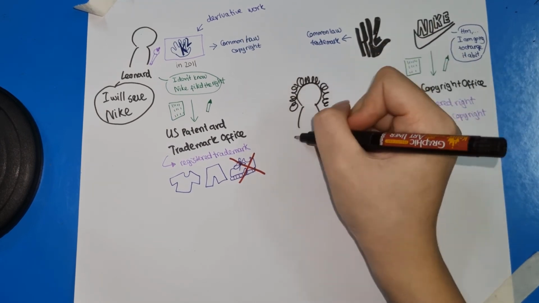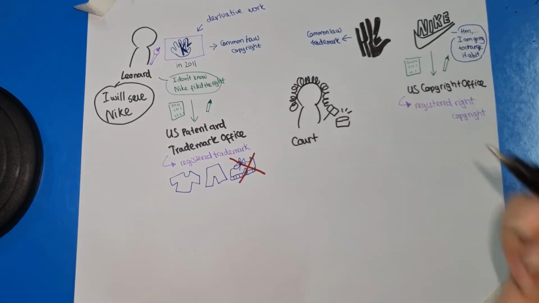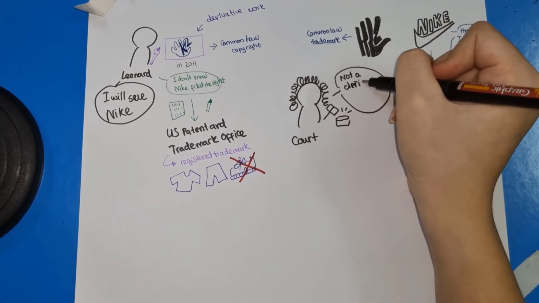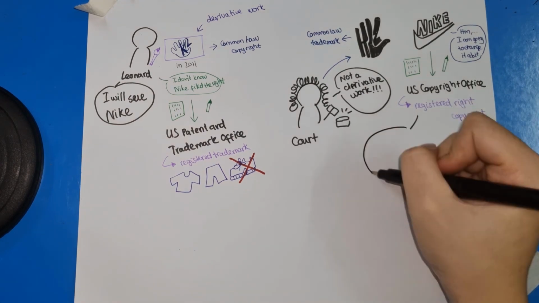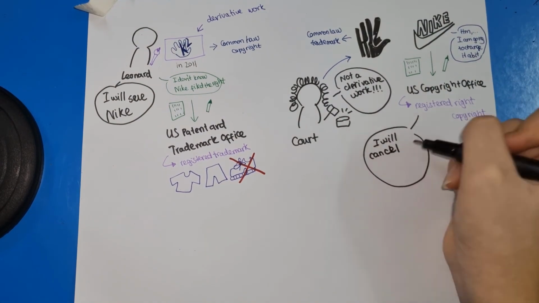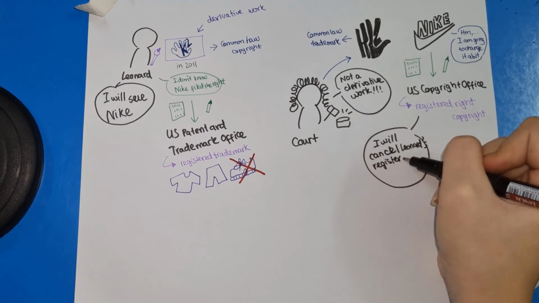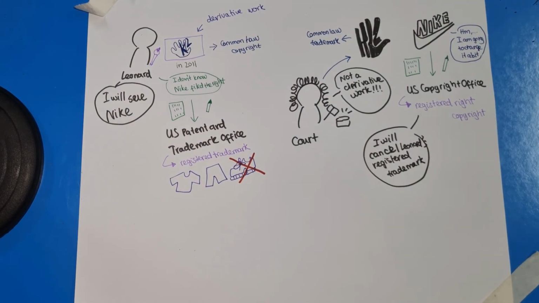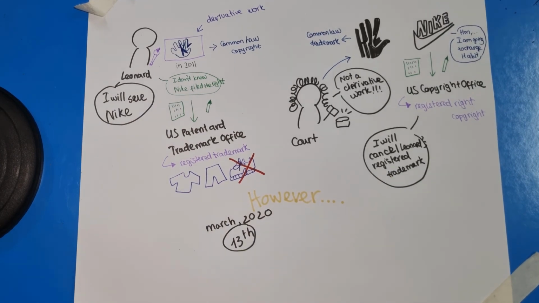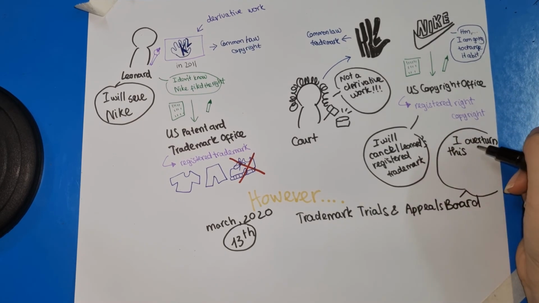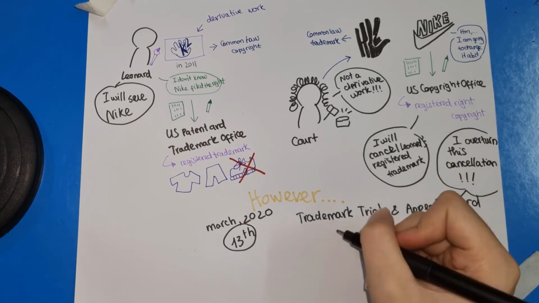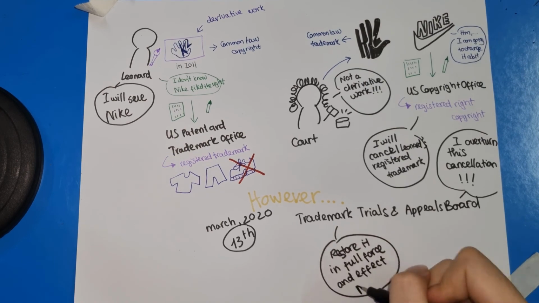However, as stated before, a federal court has held that Nike's logo is not a derivative work of Leonard's, but rather its own independent creation. Additionally, once Leonard sued Nike for copyright infringement, Nike sought to have Leonard's registered trademark cancelled. However, on March the 13th, 2020, the Trademark Trial and Appeal Board overturned a cancellation of Leonard's registered trademark, restoring it in full force and effect.